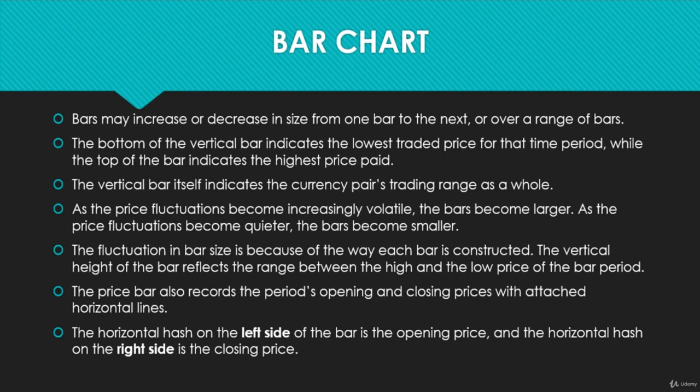Bar charts may increase or decrease in size from one bar to the next or over a range of bars. The bottom of the vertical bar indicates the lowest trade price for that time period, while the top of the bar indicates the highest price paid. The vertical bar itself indicates the currency pair trading range as a whole. As the price fluctuation becomes increasingly volatile, the bar becomes large. As the price fluctuation becomes quiet, the bar becomes small.